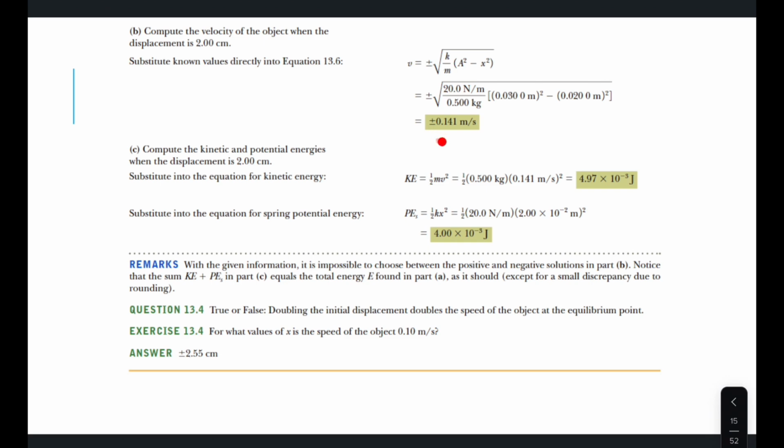What does plus minus mean? Okay, it depends on which side. 2 centimeter is too general. Is it on the left? Is it on the right? So you have to determine the sign of your V.